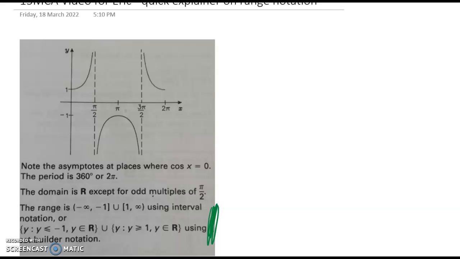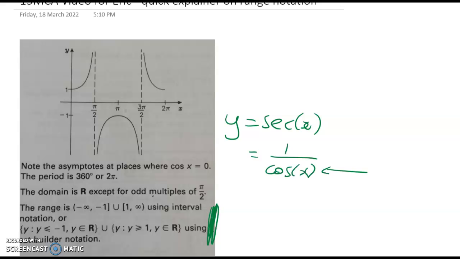about the range. So what we've got here is the graph of y equals sec x. Now sec is equal to 1 over cosine of x. So we can see that it won't be defined where cosine of x is equal to 0. And that's why we've got those asymptotes in the graph, right? So I think Eric's all good with that.